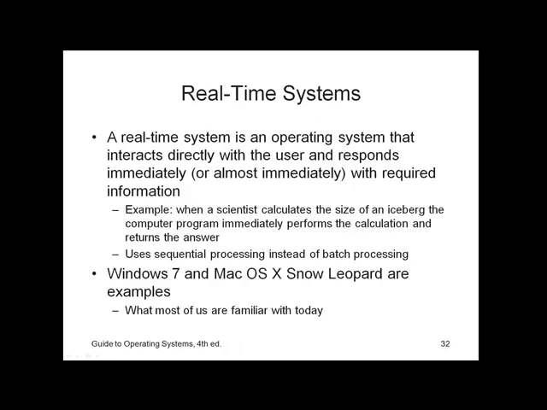A real-time system is an operating system that will interact directly with the user and responds immediately or almost immediately with required information. An example would be when a scientist calculates the size of an iceberg, and the computer program will immediately perform that calculation and return the answer to the scientist. It uses sequential processing instead of batch processing. That's one of the big differences between time sharing and real time. Windows 7 and Mac OS X Snow Leopard are examples of real-time systems. And real-time systems are indeed what most of us are familiar with and work with today.